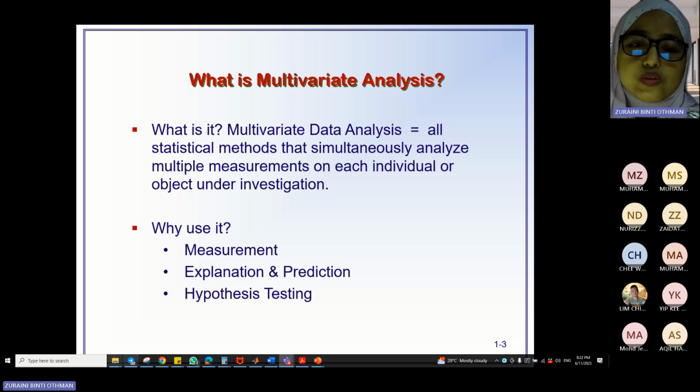Okay, why use it? We use it for measurement, explanation and prediction, and lastly for hypothesis testing. Okay.